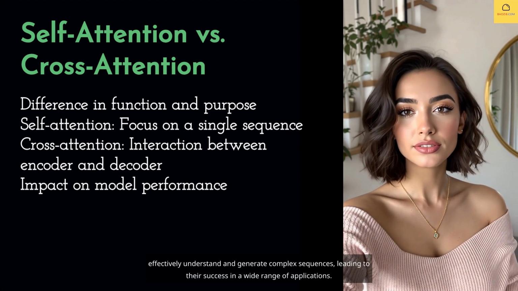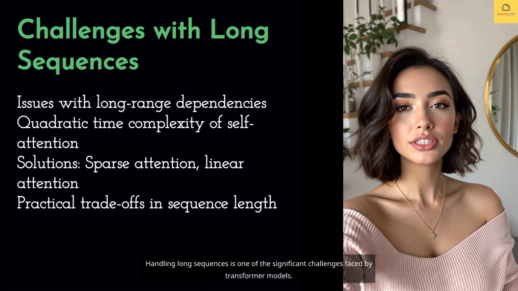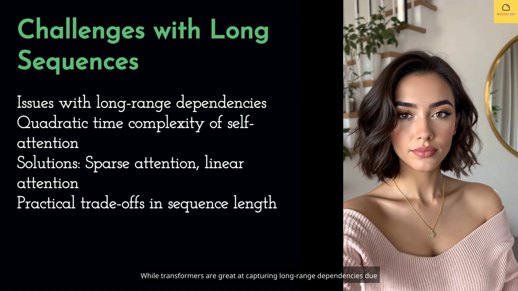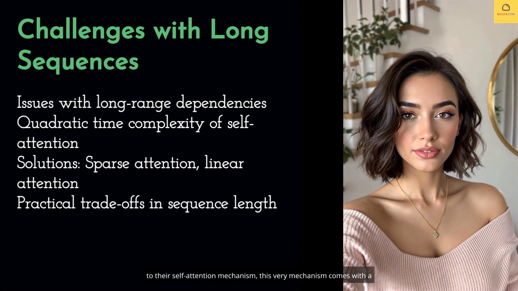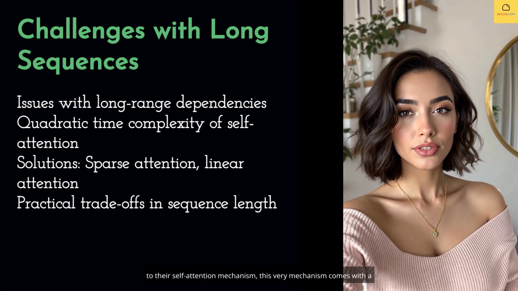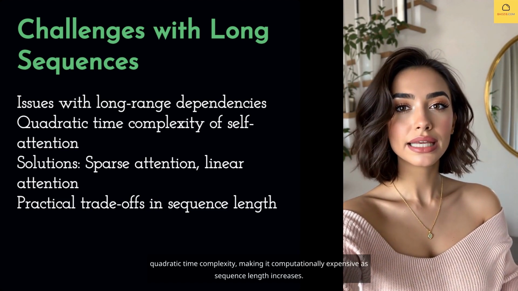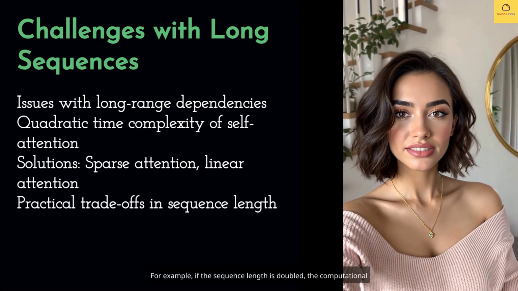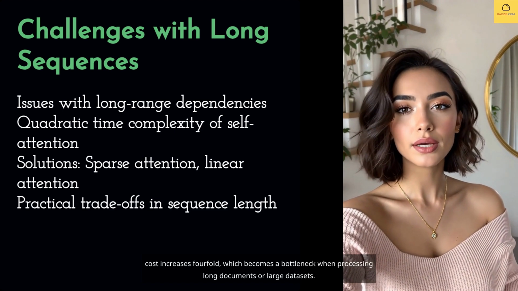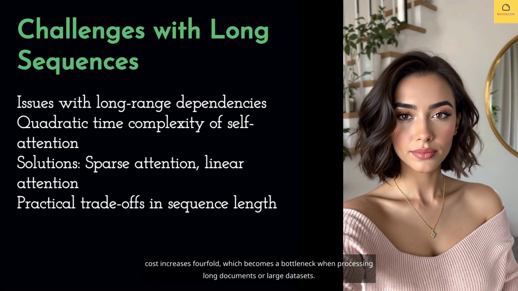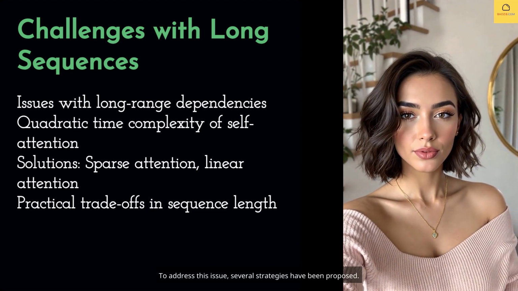Handling long sequences is one of the significant challenges faced by transformer models. While transformers are great at capturing long-range dependencies due to their self-attention mechanism, this very mechanism comes with a quadratic time complexity, making it computationally expensive as sequence length increases. For example, if the sequence length is doubled, the computational cost increases fourfold, which becomes a bottleneck when processing long documents or large datasets. To address this issue, several strategies have been proposed.